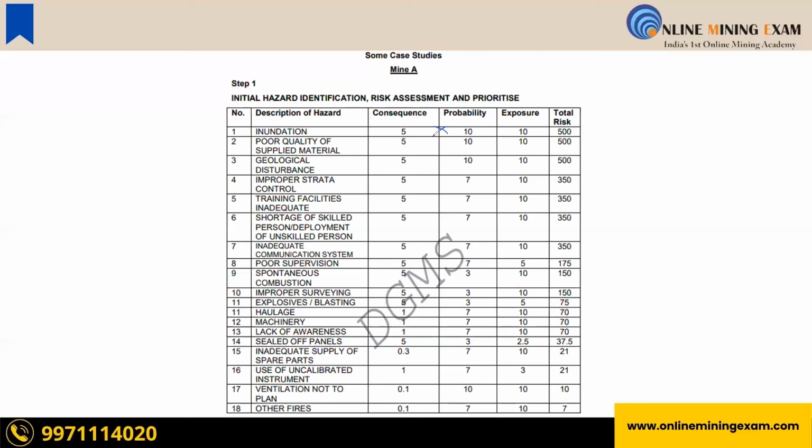5 into 10 is 50, and then 50 into 10 is equal to 500. So total risk. What is the maximum number here? 500. This is the maximum number, 500, because no number is greater than 500. This again 500, 500, then 350, 350. So this number is declining, going downwards. All right, so the maximum number is 500.